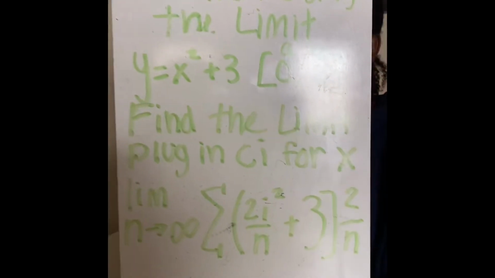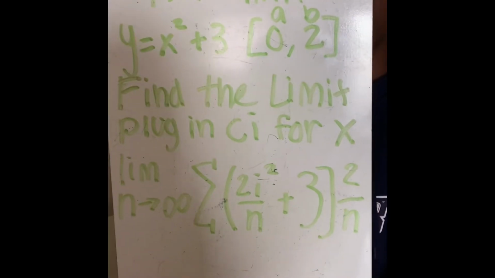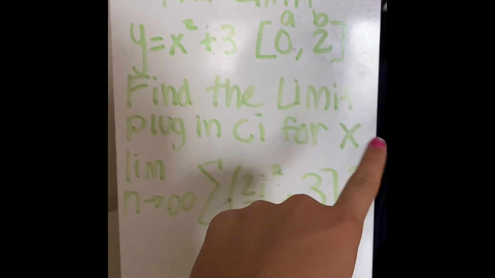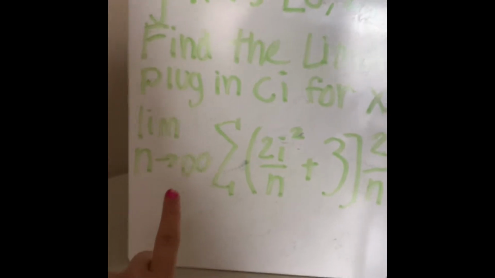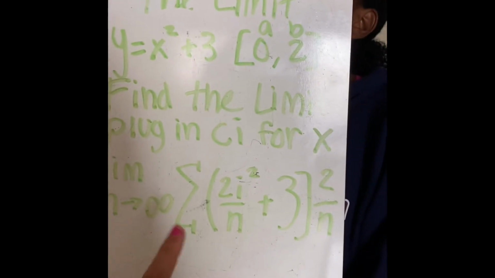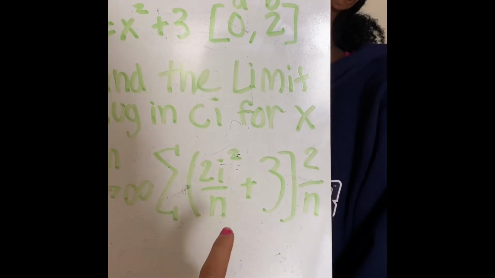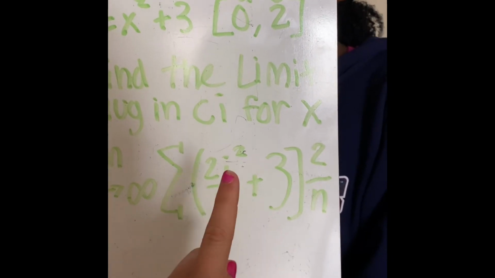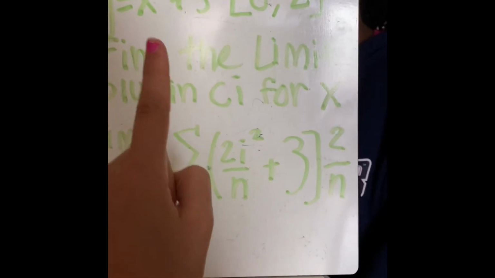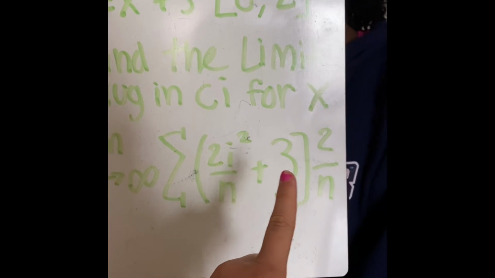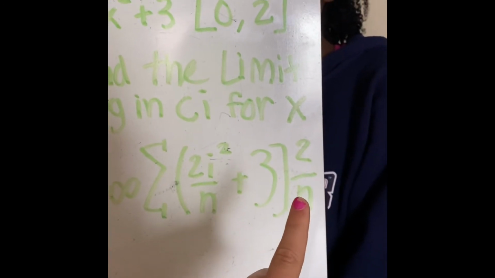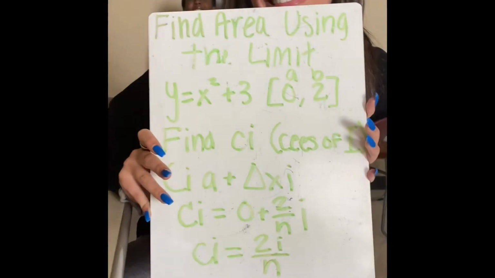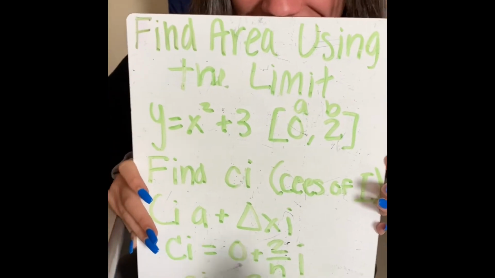Okay, for the next one, we're going to find the limit by plugging in c sub i for x. So as n approaches infinity, (2i over n) squared, because of the x squared, over n plus 3, and we bring the 2n out there. For the next step, we're going to find c sub i.